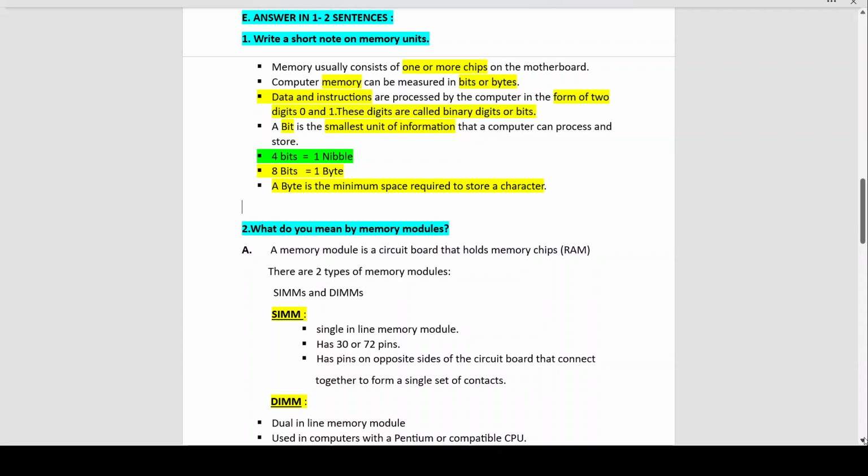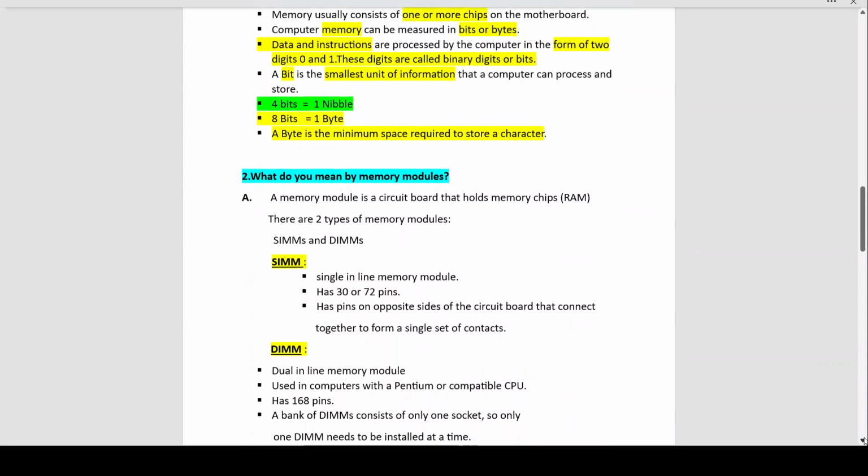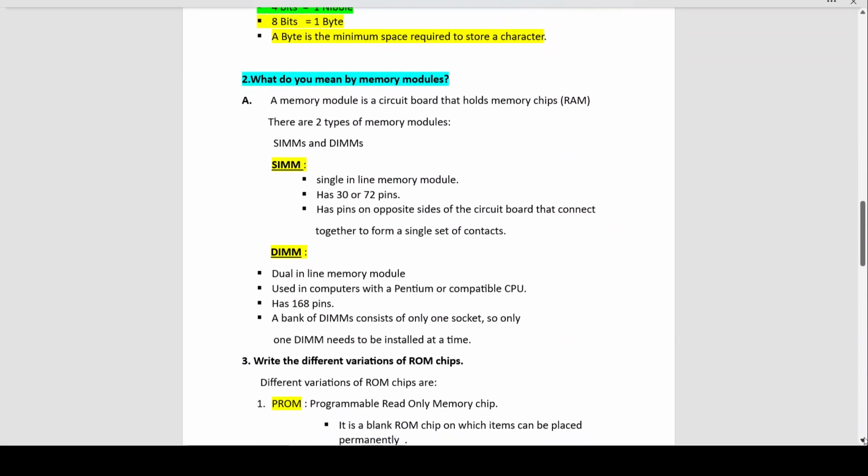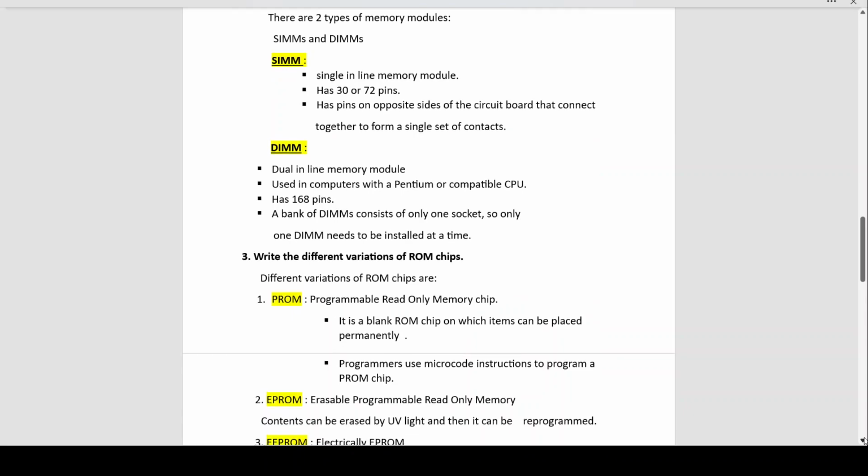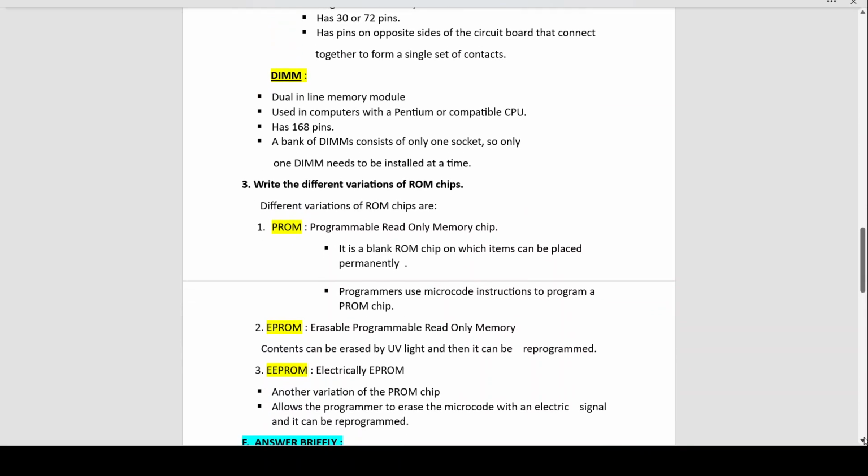SIMM is your single inline memory module, and it has 30 or 72 pins, and it has pins on opposite sides of the circuit board that connect together to form a single set of contacts. DIMM is your dual inline memory module. It is used in computers with a Pentium or compatible CPU. It has 168 pins, that is more than SIMM. And a bank of DIMMs consists only of one socket, so only one DIMM needs to be installed at a time.